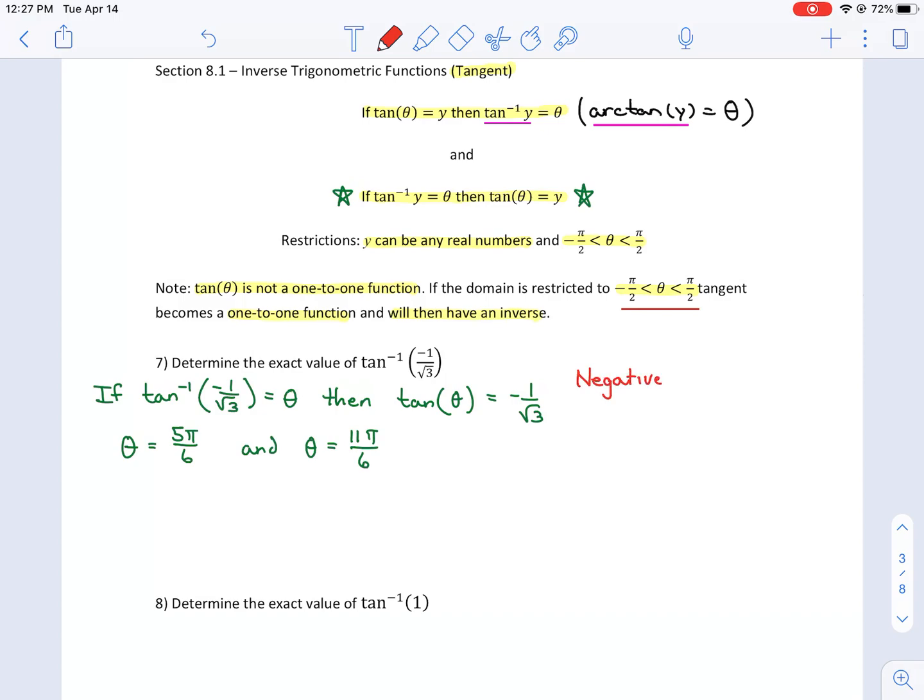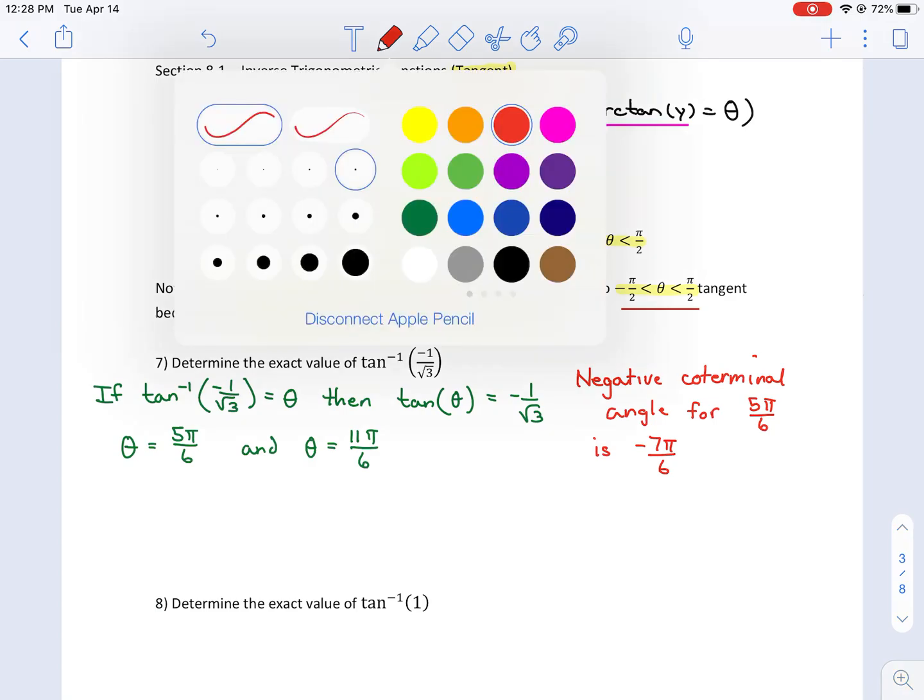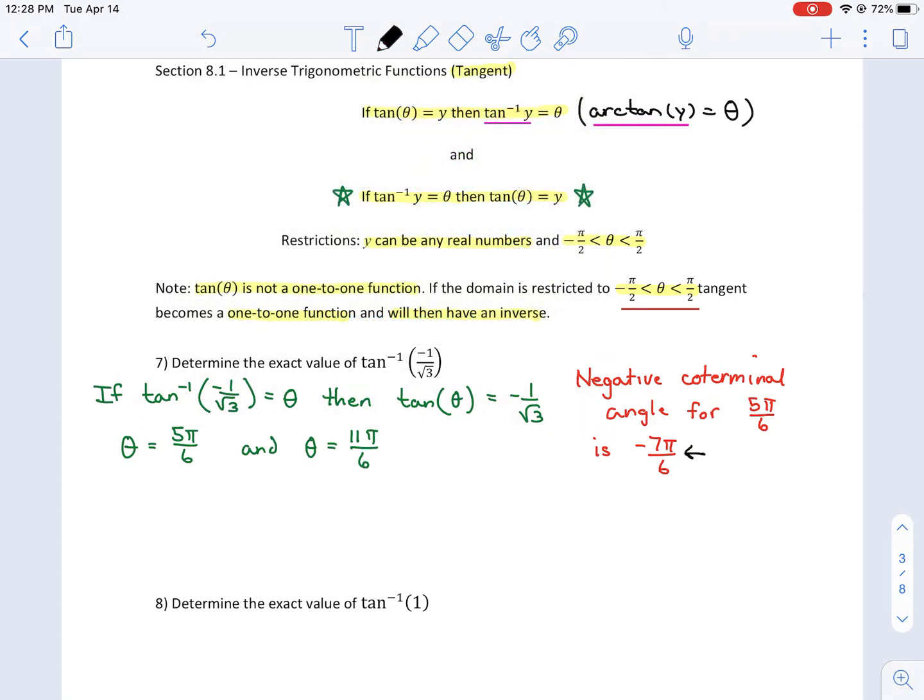So the negative coterminal for 5 pi sixths is negative 7 pi sixths. And this angle is not in the interval negative pi halves to pi halves.